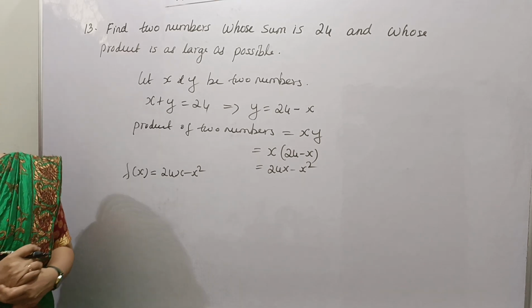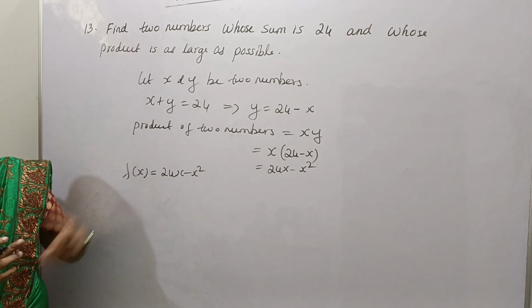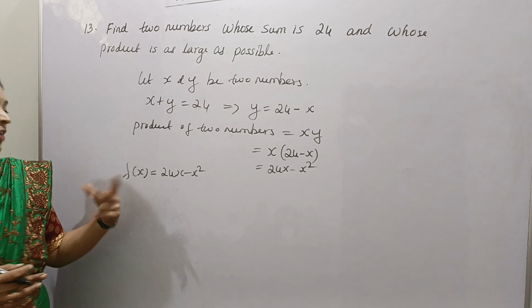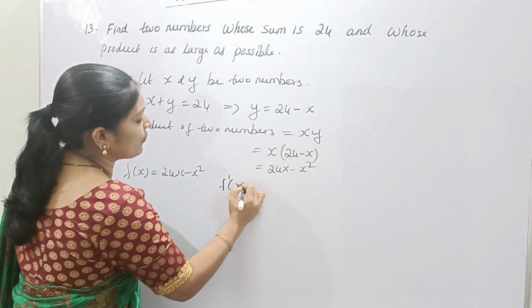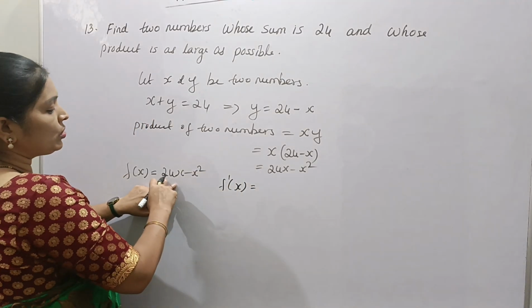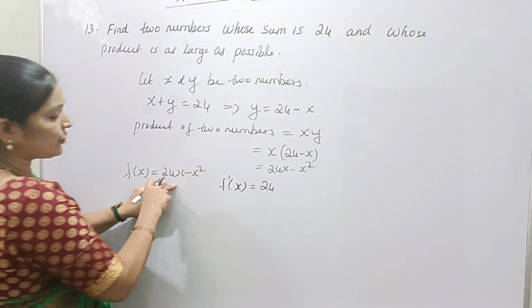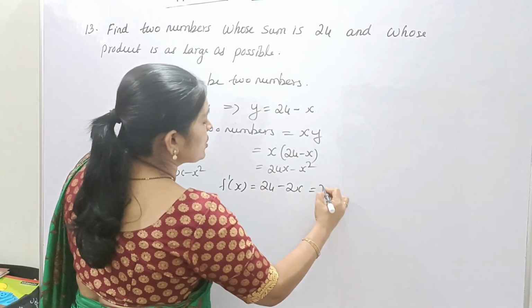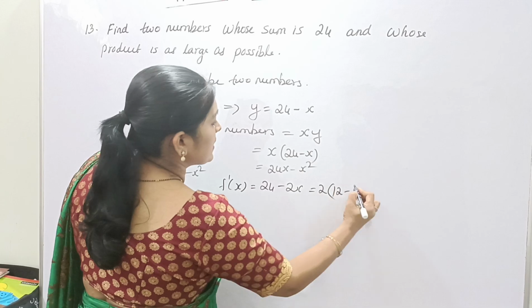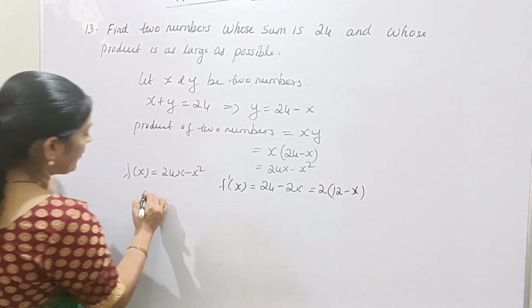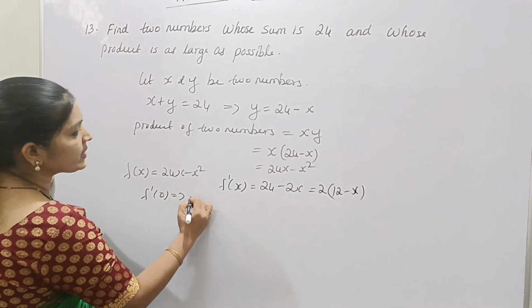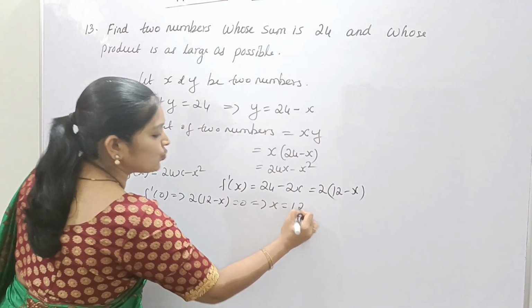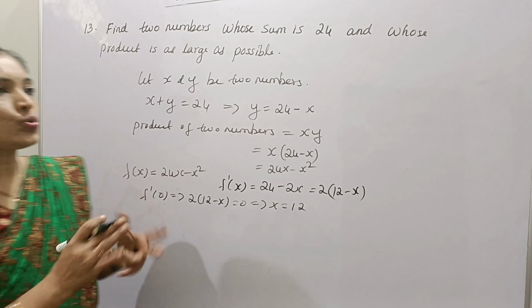Now here let's apply the second derivative test. No interval is given, so we have to apply the second derivative test. For that, let's find f dash of x. f dash of x is equal to 24 minus 2x, the derivative of 24x being 24. Here 2 is common, so 2 into 12 minus x. So f dash of x is equal to 0 implies 2 into 12 minus x is equal to 0. That implies x is equal to 12.